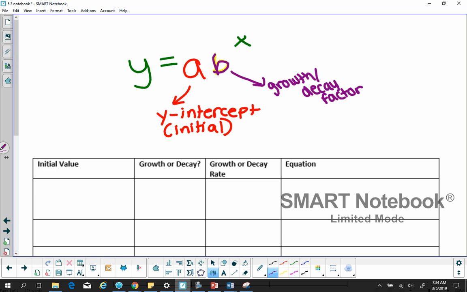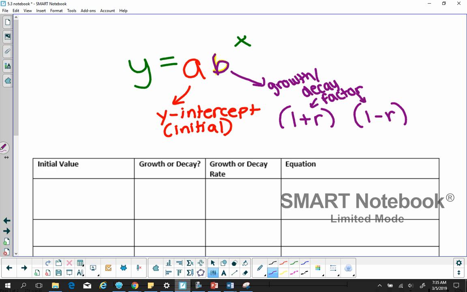And so today we're going to be breaking down the B. So you should be writing this down. Today we're going to be breaking down the B. And so inside the B, we're kind of breaking it down, it's either 1 plus R or 1 minus R. That's what's going on in this B.